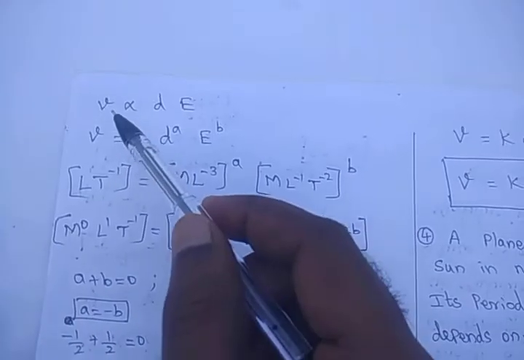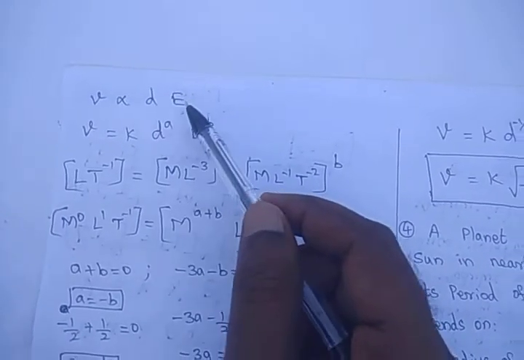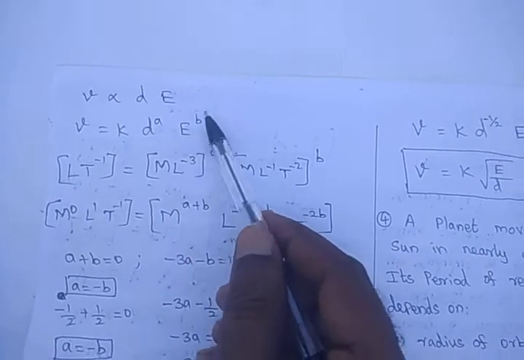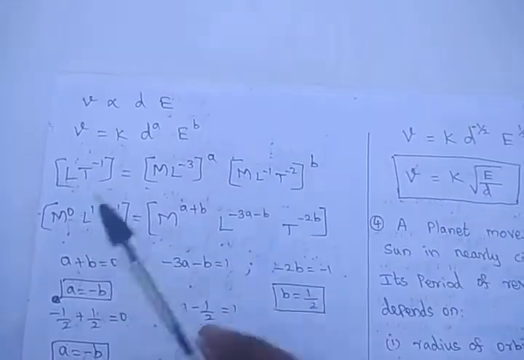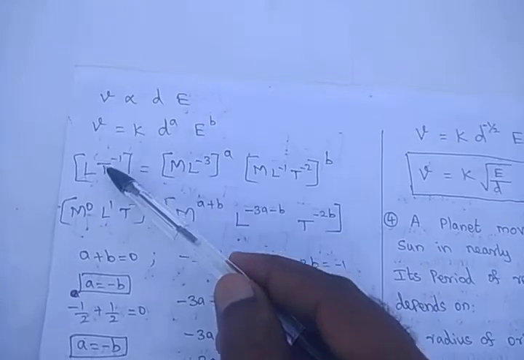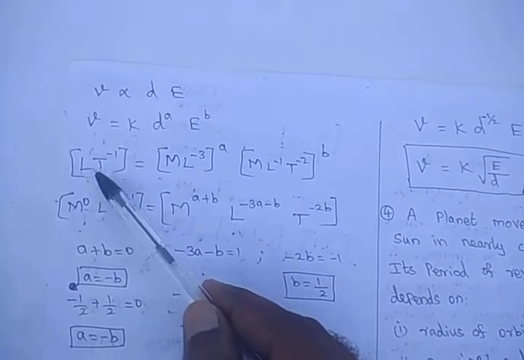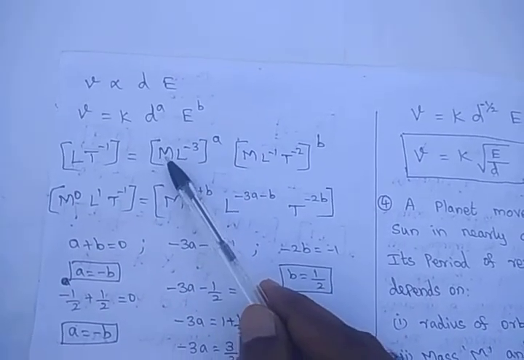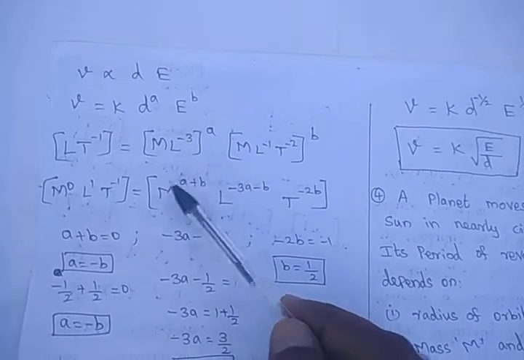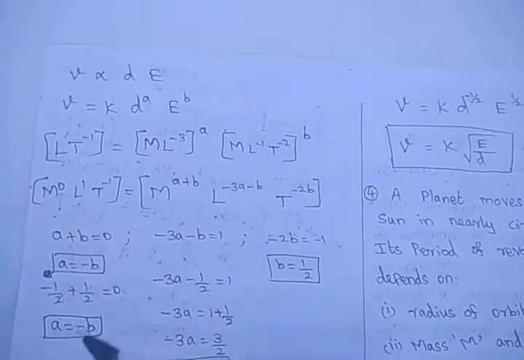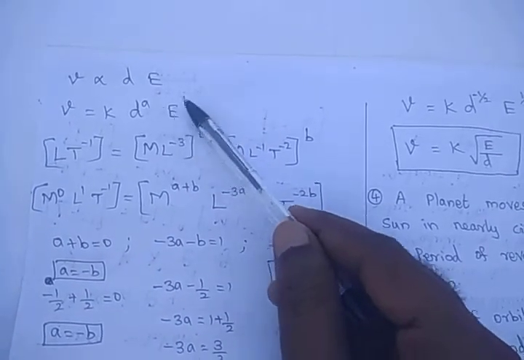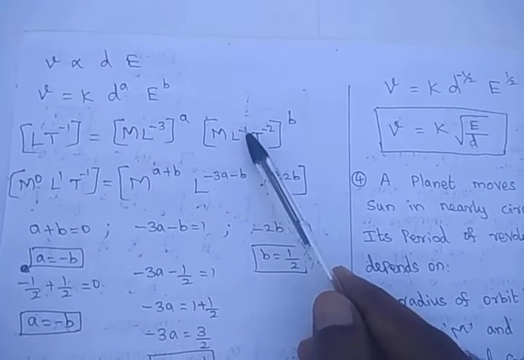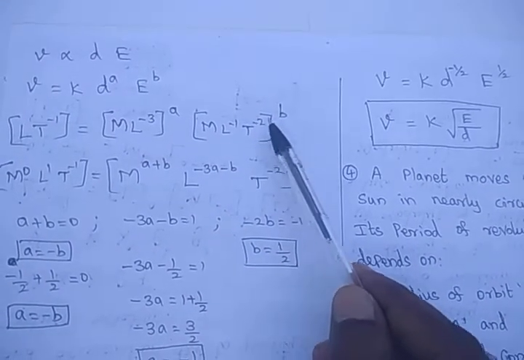Now substitute that V is directly proportional to density and the elasticity modulus, then V is equal to K d power A E power B. So A and B are the only two constants. As usual, the left side, the velocity dimensional formula, is L T power minus 1, and the density dimensional formula is mass by volume, so dividing by volume, the numerator becomes L power minus 3, whole power A. And in the previous page we saw that the elasticity modulus dimensional formula is M L power minus 1 T power minus 2, whole power B.